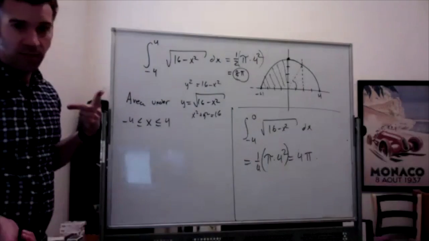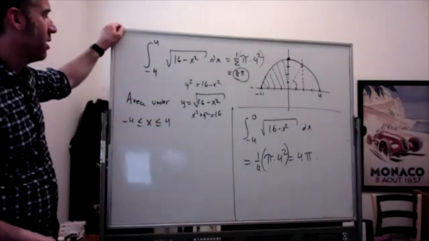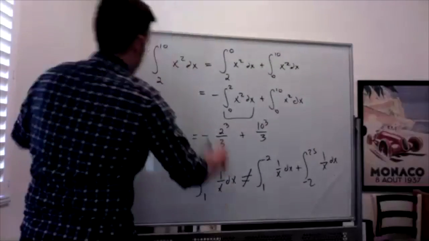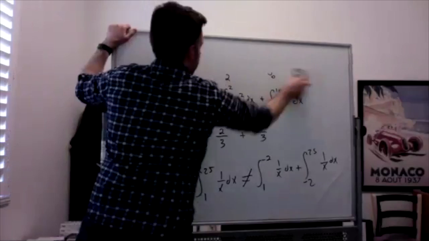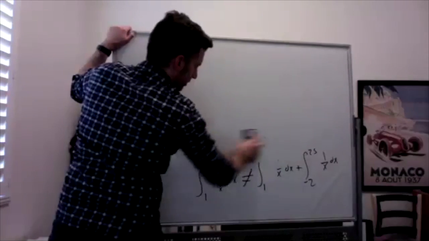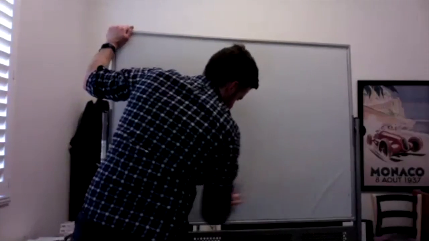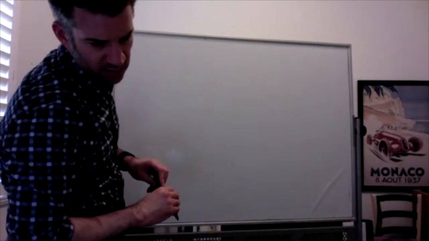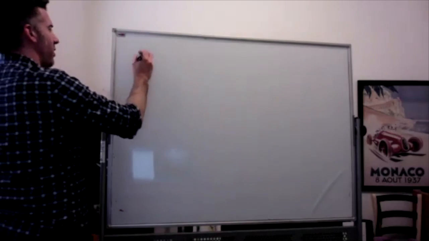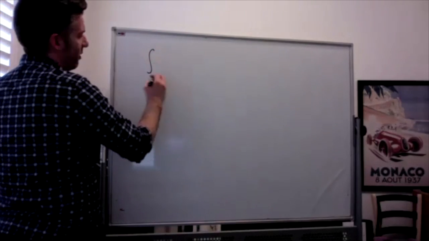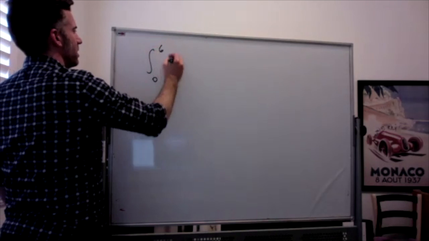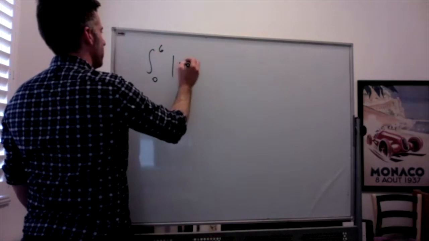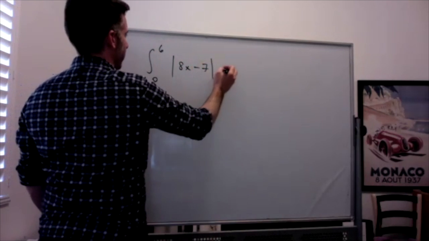So circles come up, or semicircles come up quite often. The other thing that comes up are triangles. Often in the context of an absolute value. So let's say I want to find, I don't know, this is going to be similar, but not quite the same as the problem someone gave me. I want to find the integral from 0 to 6 of, it's kind of ugly, but fine, |8x minus 7|, the absolute value of 8x minus 7.